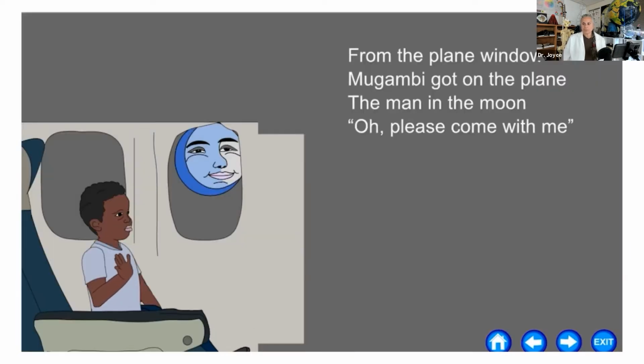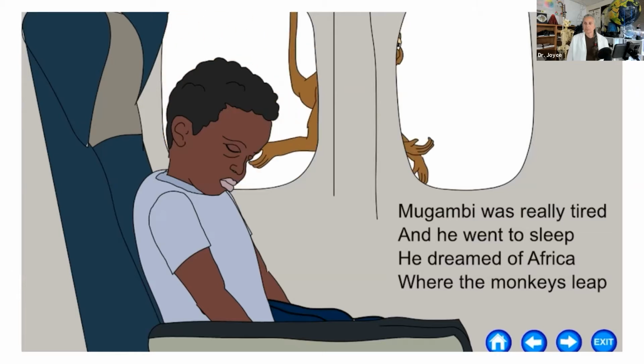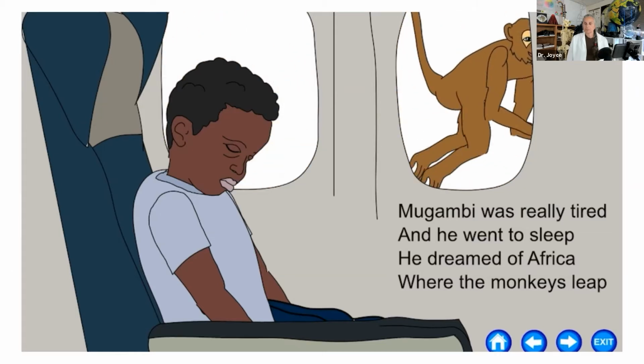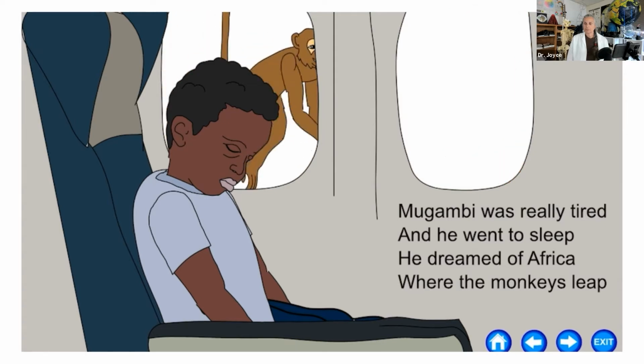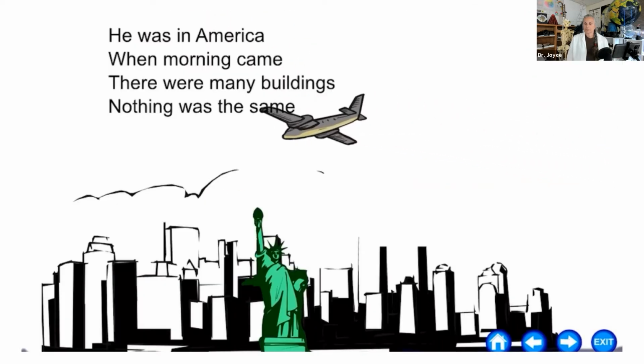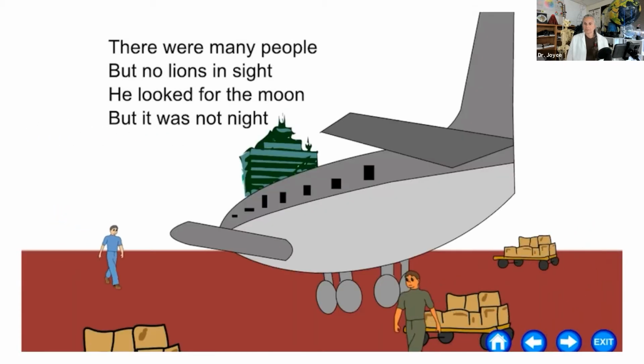From the plane window, Mugambi looked at the man in the moon. Oh, please come with me. Mugambi was really tired, and he went to sleep. He dreamt of Africa, where the monkeys leap. He was in America when morning came. There were many buildings, nothing was the same. There were many people, but no lions in sight. He looked for the moon, but it was not night.